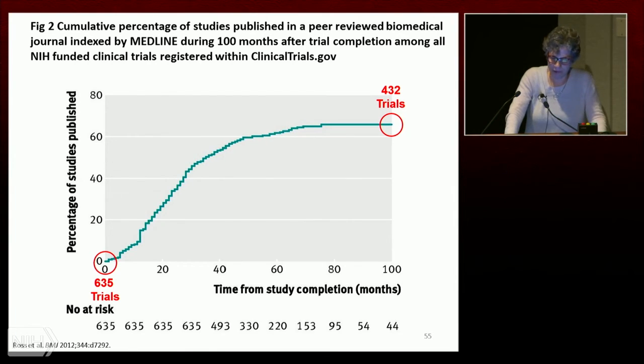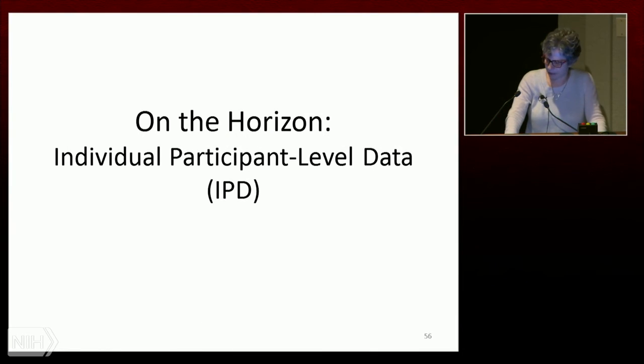And this was an article published in the BMJ showing a cohort of NIH-funded clinical trials that were registered in ClinicalTrials.gov. And after a total of 100 months from study start, from study completion, only about 2/3 of the trials were ever published. So basically about 1/3 of trials funded by NIH were never published, which means that the participation of the people in those studies was really wasted. And this is both an ethical and a scientific disaster.